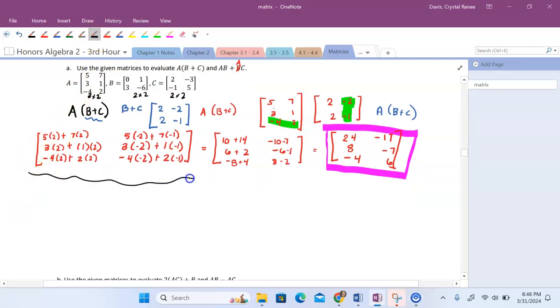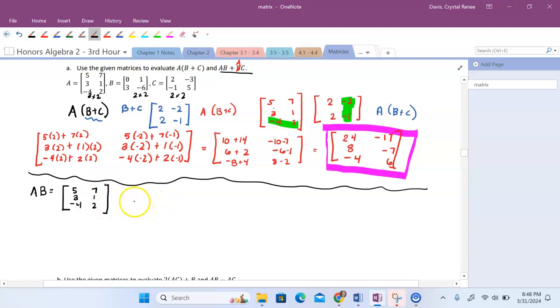All right, I'll put a little line under here because now I'm going to start AB plus AC. Let's do A times B first. A is 5, 3, negative 4, and 7, 1, and 2, and B is 0, 3, 1, negative 6. So this is a 3 by 2, this is a 2 by 2. We can multiply them, and we're going to get a 3 by 2.